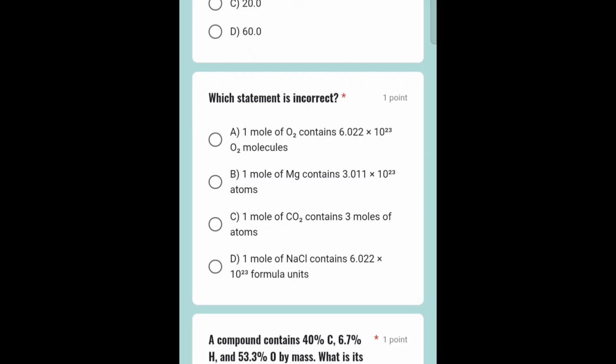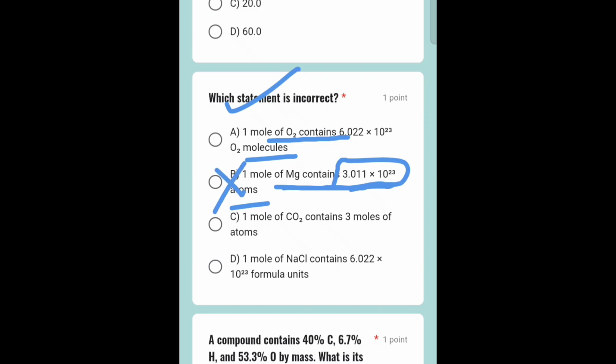Okay, 1 mole of O2 contains this number of molecules. Yes, it is correct. 1 mole of magnesium contains, no, it doesn't. 1 mole of magnesium contains 6.022 multiplied by 10 raised to power 23 atoms, not 3.011. It is wrong, so B will be our answer.